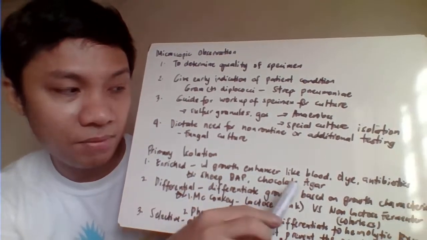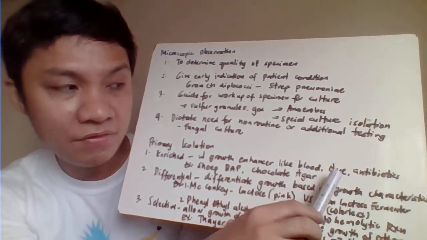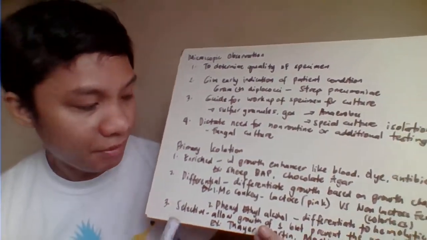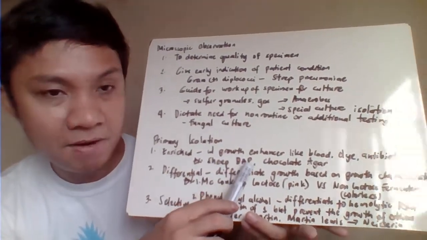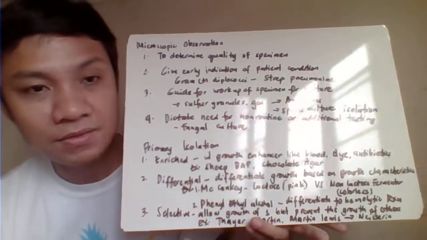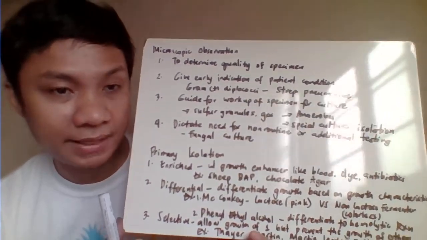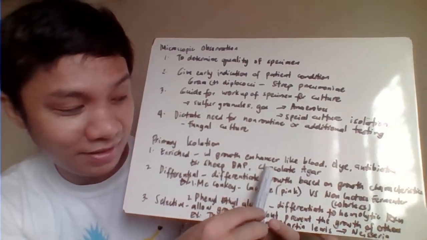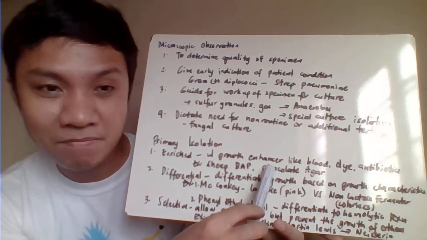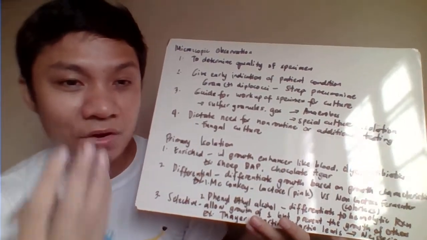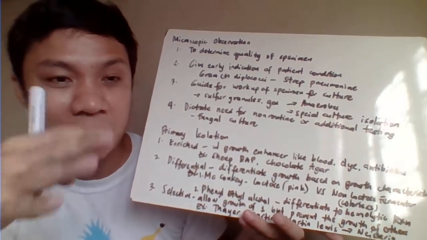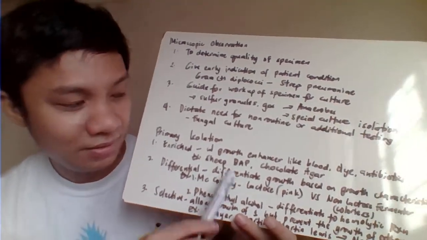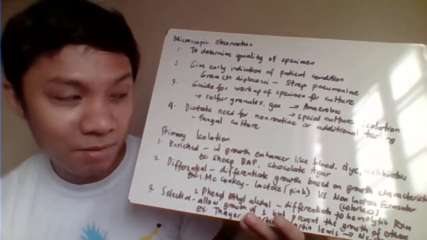If you add blood, dye, or antibiotics to your culture media, it becomes enriched. Example for that, we have your sheep blood agar plate, which has blood incorporated. Your chocolate agar has no chocolate. What is incorporated here is still blood, only you heat the blood to a higher temperature until it becomes a chocolate brown color. So it's still incorporated with blood but not chocolate.